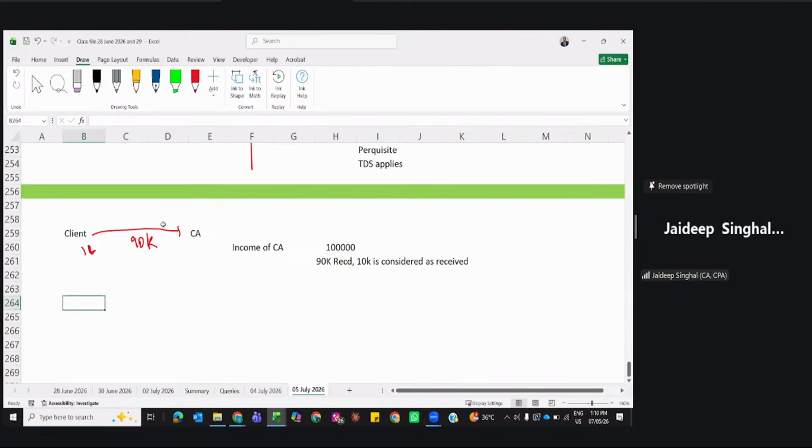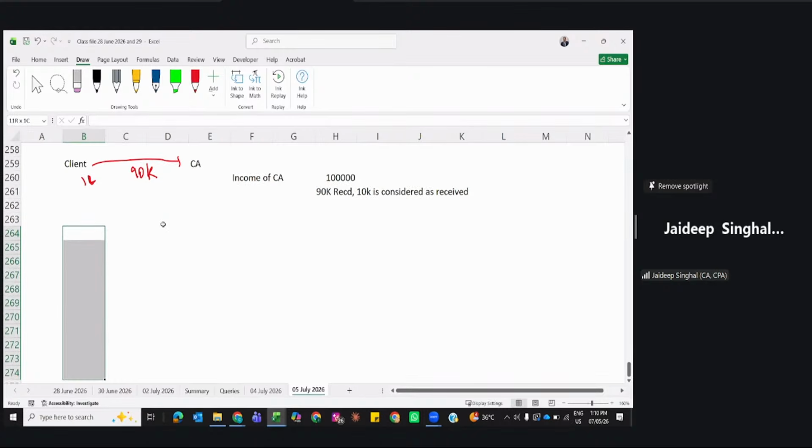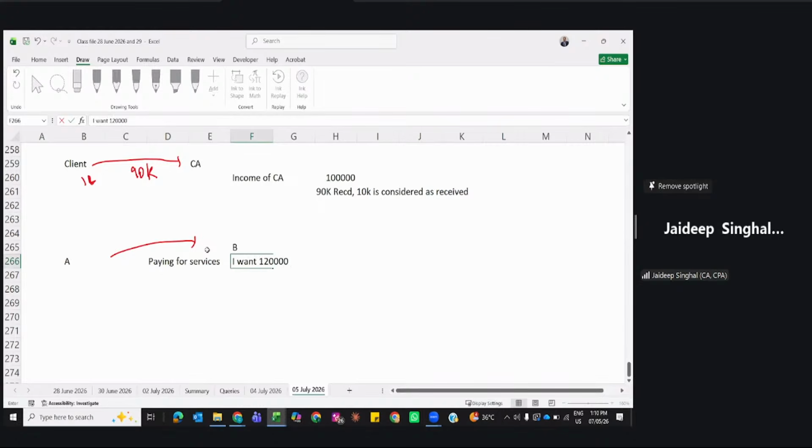Another thing. Let's suppose this is Mr. A and this is Mr. B. A is receiving services from Mr. B and is paying for the services. Mr. B says, I want 1,20,000 in my hand. Normally this happens when you do transactions in foreign currency, but I'm not taking the example of foreign because that section is not covered here.